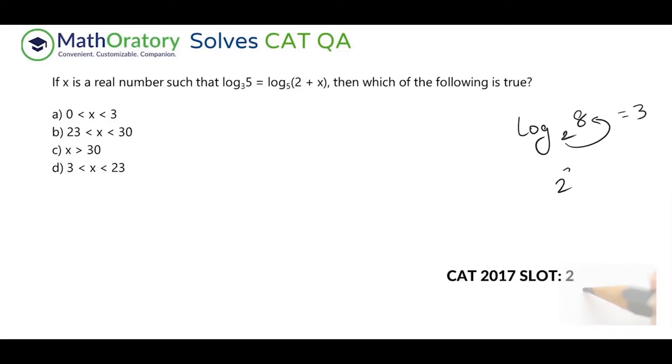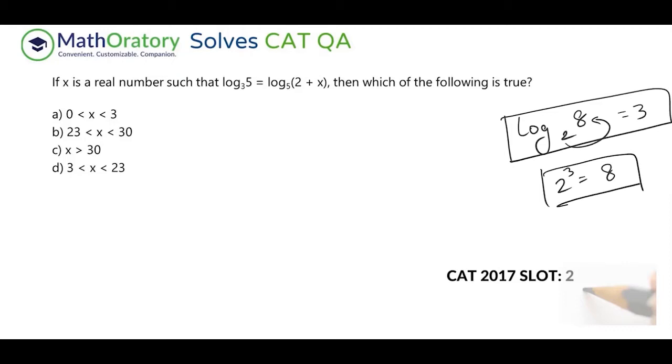So effectively, what we have is something like this, and this is the relationship between log and indices. So that is it. Now, if you know this, you will be able to understand how to solve this problem in the very basic and very easy way. In the actual paper, it took me less than a minute to solve this problem. It's a very, very easy problem.